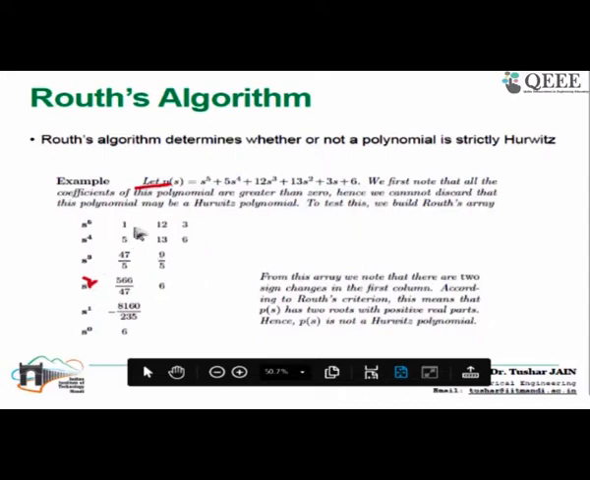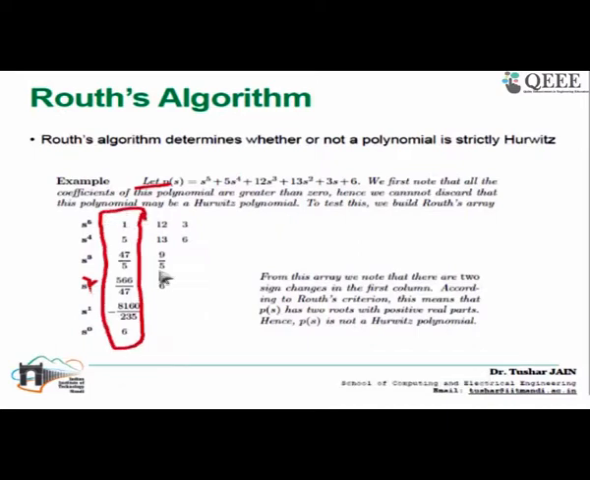Once you have this table, again we see the sign changes in this first column, and here we see that there is a sign change from here to here. So this is one sign change from plus to minus, and there's another sign change from minus to plus, which says that there are two roots which lie on the right half plane. So this P(S) is not a Hurwitz polynomial, and this would be an unstable system. So whenever you see a minus sign here and the rest of the signs are positive, there are two sign changes, from plus to minus and from minus to plus. Clear?